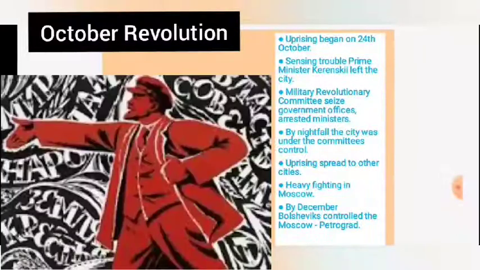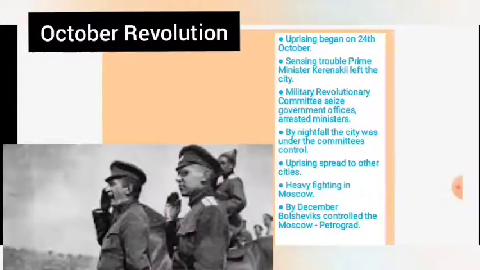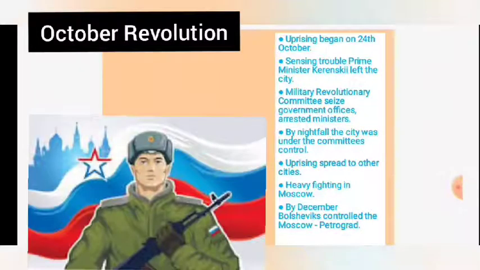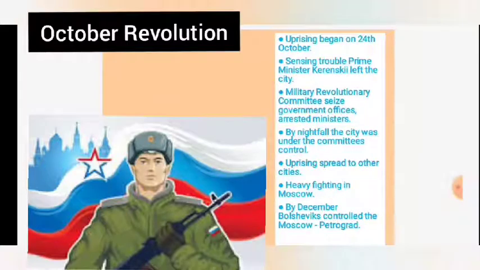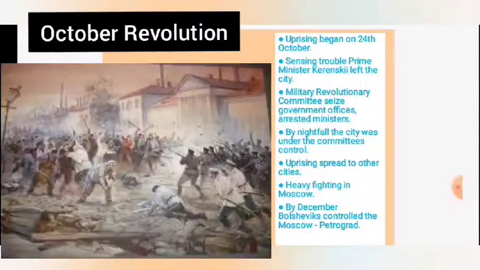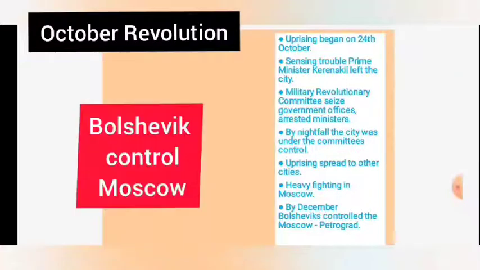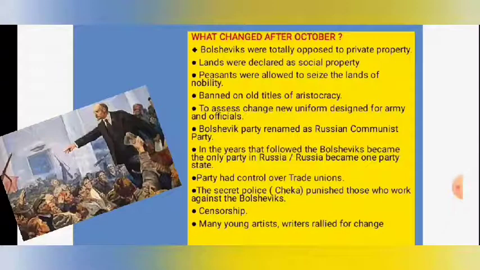The Bolshevik leaders and the common revolutionaries came onto the road, and there was a great threat to the life of the Prime Minister. Sensing the trouble, Prime Minister Kerensky left the city. The Military Revolutionary Committee seized government offices and arrested several ministers. By nightfall on that day, the city was under the committee's control. The uprising spread to other cities in Russia. There was heavy fighting in Moscow. By December, Bolsheviks controlled Moscow and Petrograd. The October Revolution was a great victory of the Bolsheviks.